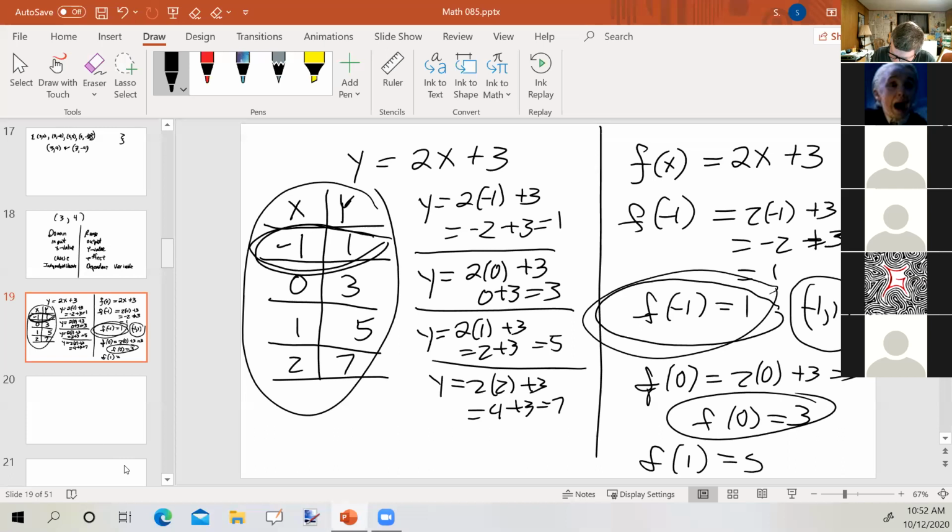Five. Good. And you could find that two ways. You could calculate it, or you could just look over here and say, oh, well, it's 5, right? Okay. All right. Any questions about that idea?